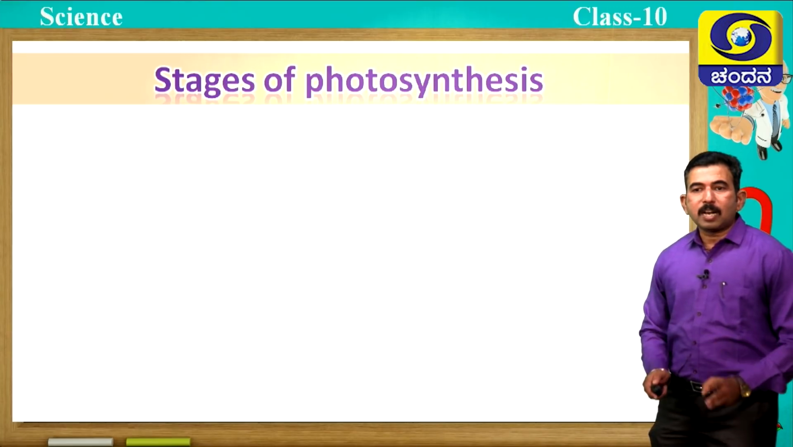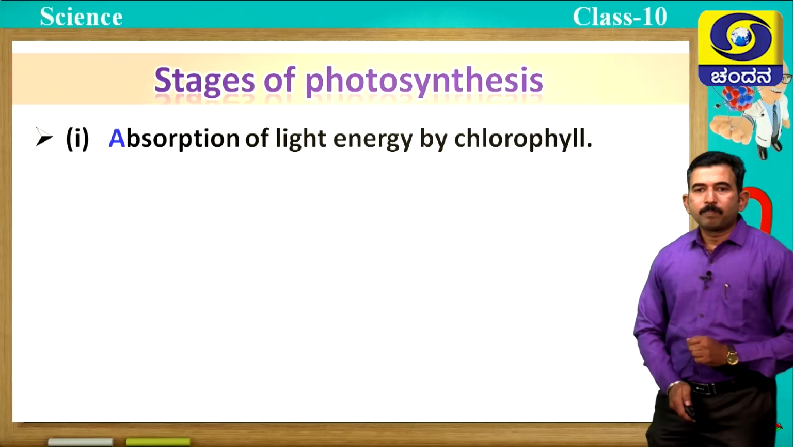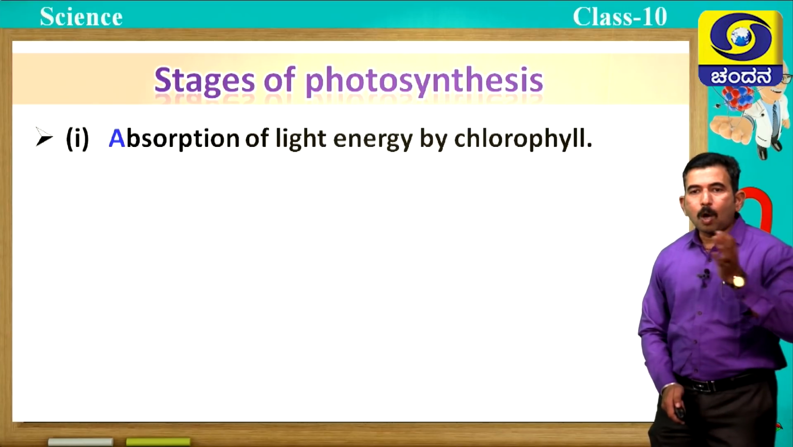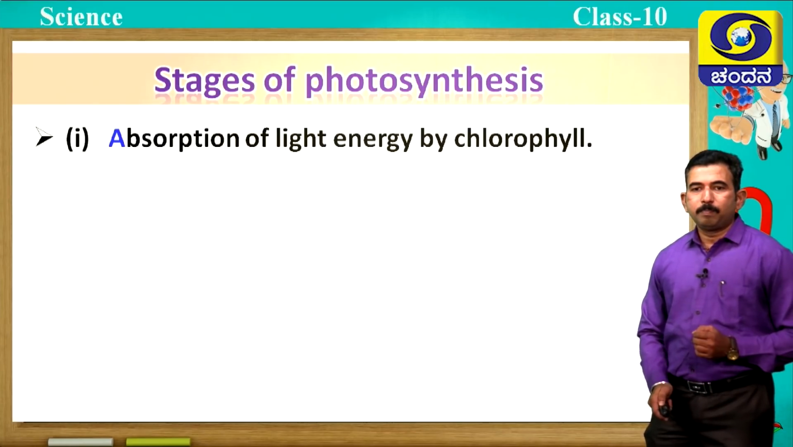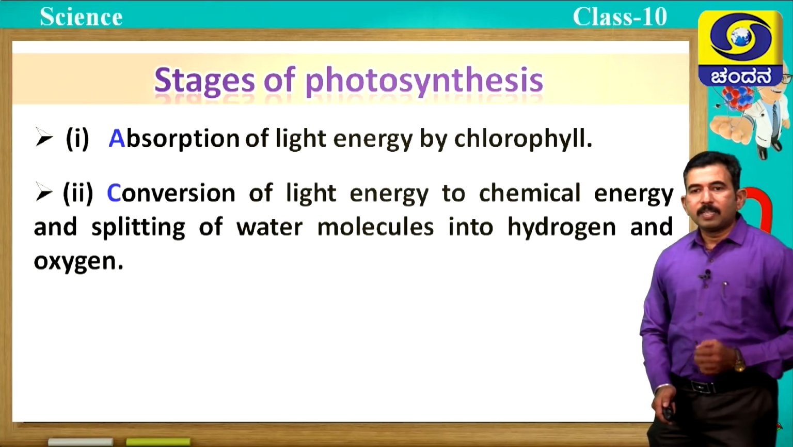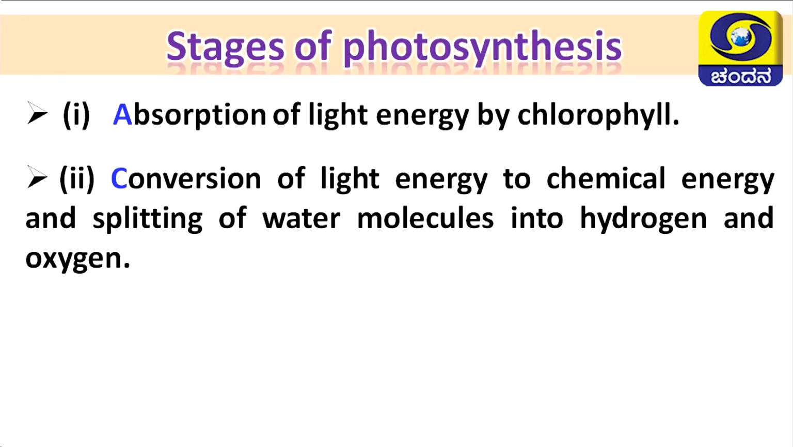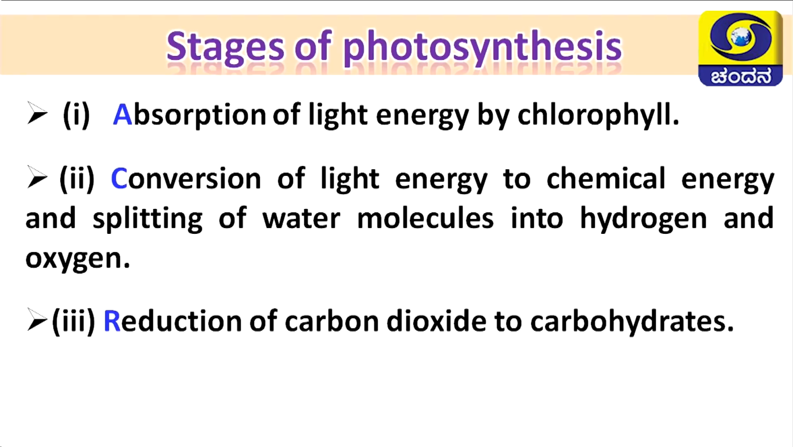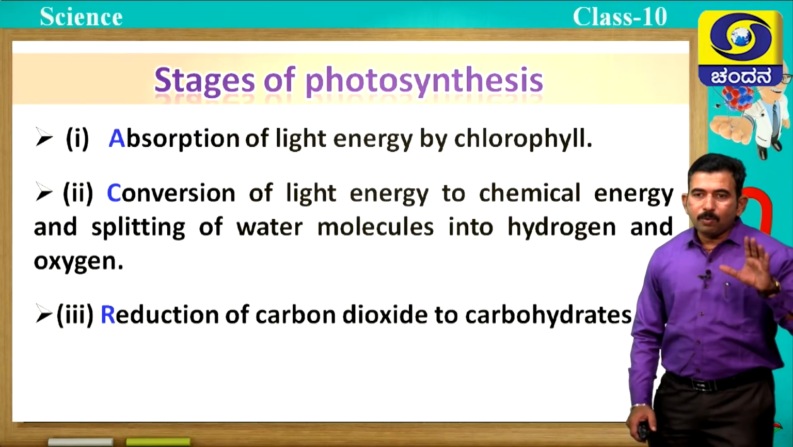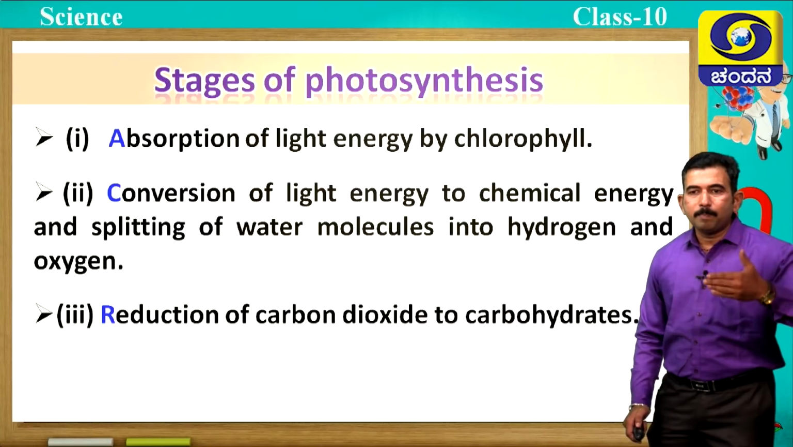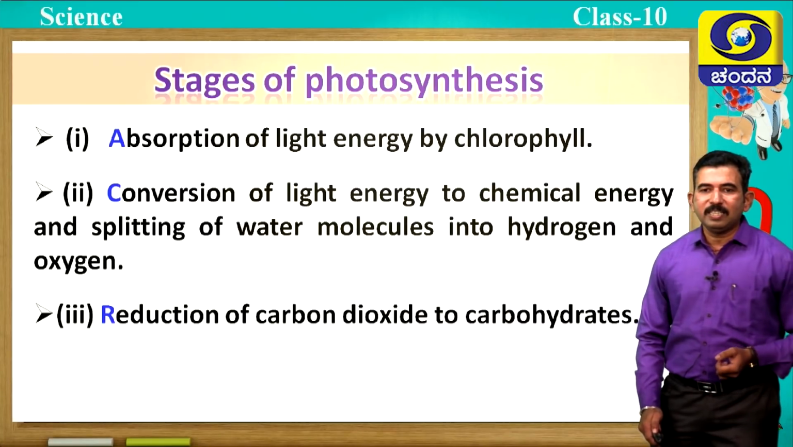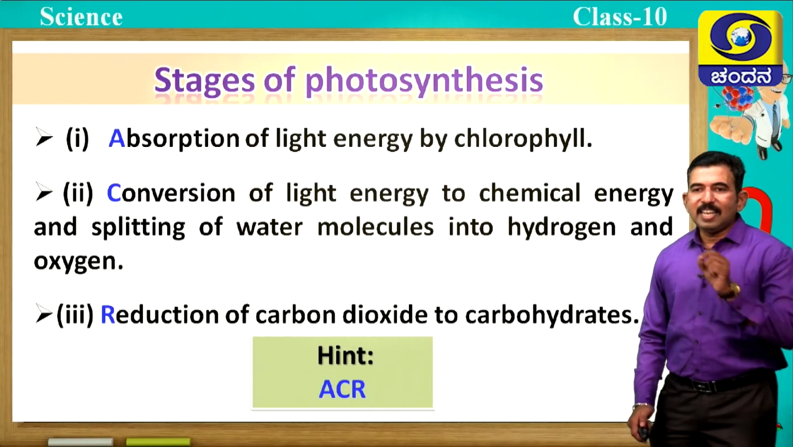During photosynthesis, there are mainly three events taking place. First one is the absorption of light energy by chlorophyll. Second one is the conversion of light energy to chemical energy by splitting of water molecules to hydrogen and oxygen. And third one is the reduction of carbon dioxide to carbohydrates. Now students, I want to give you a small hint to remember these three stages of photosynthesis, that is ACR.